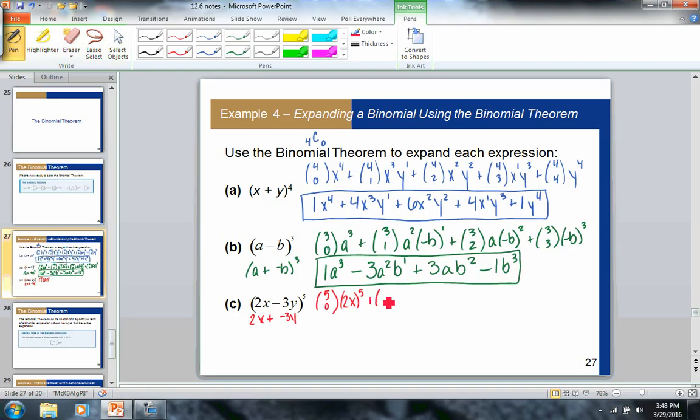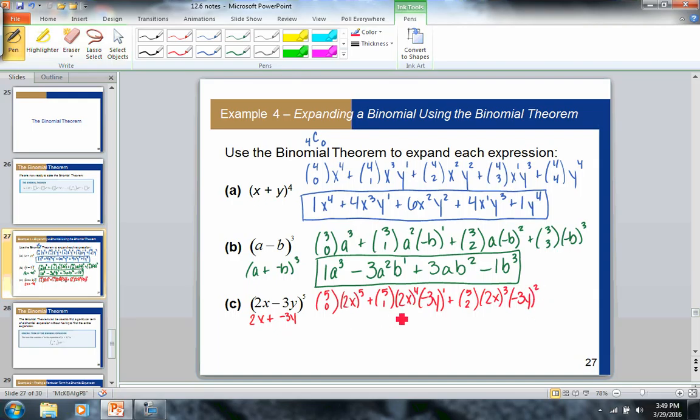And then I'll have my 5, 1. And then I'll have my 2x to the fourth. But now I've got to bring in that negative 3y. So negative 3y to the first power, right? So you can see already how it gets complicated here. We've got a lot of stuff to write. So I have 5 over 2 then, and then I'll have the 2x to the third power. That's going to decrease, and then the negative 3y to the second power.